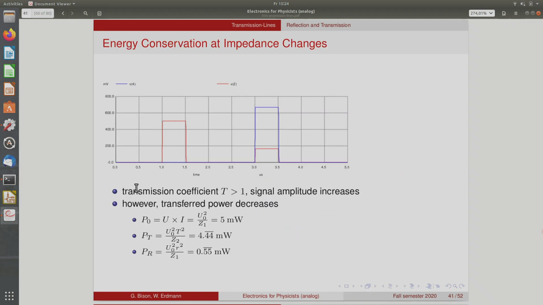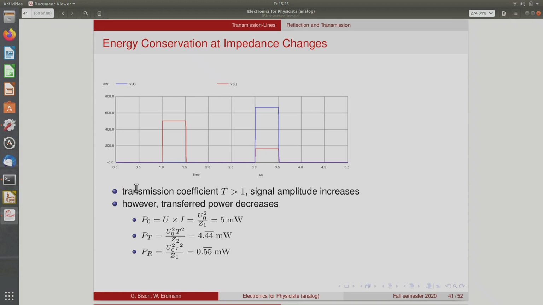This is interesting, and you can wonder how can I increase the amplitude by doing this. I mean, after all, you would expect it should become smaller because part of the signal is reflected back. So how can the signal that travels on be larger than the incoming? Doesn't that violate energy conservation? No, it doesn't. Because you have a higher impedance there, the power carried by the wave is different.